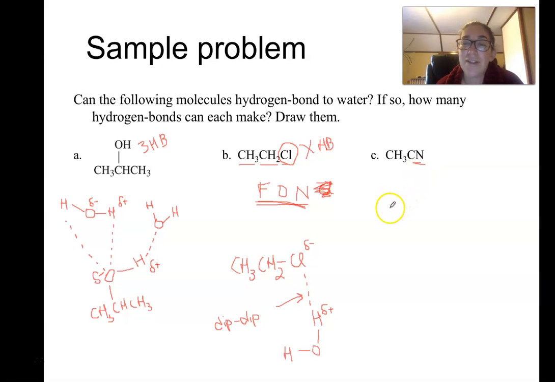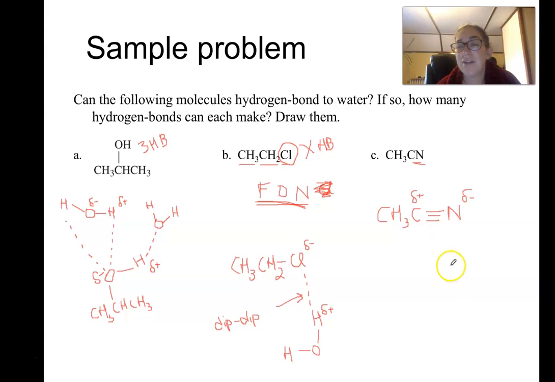So we can draw this out, CH3, C, and then I just happen to know that there's a triple bond here to the N, all right? And since this guy is an electron hog, it's going to be hogging electrons from this carbon, so it will be partially negative. And this carbon over here will have a partial positive charge.